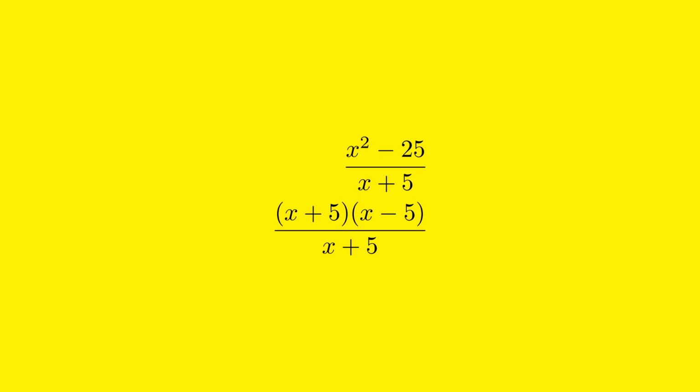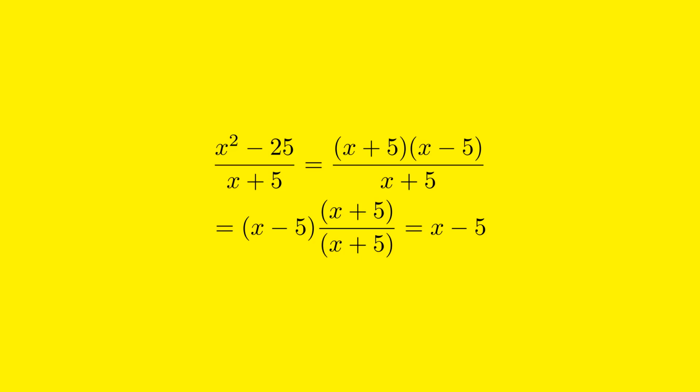So, we can rewrite the numerator x squared minus 25 as x plus 5 times x minus 5. This means the expression x squared minus 25 can be written in factored form as x plus 5 times x minus 5. So, now the original expression x squared minus 25 divided by x plus 5 is rewritten using the factored form, which gives us x plus 5 times x minus 5 divided by x plus 5. By rewriting it like this, we can see the fraction more clearly and determine the next step in simplifying it.